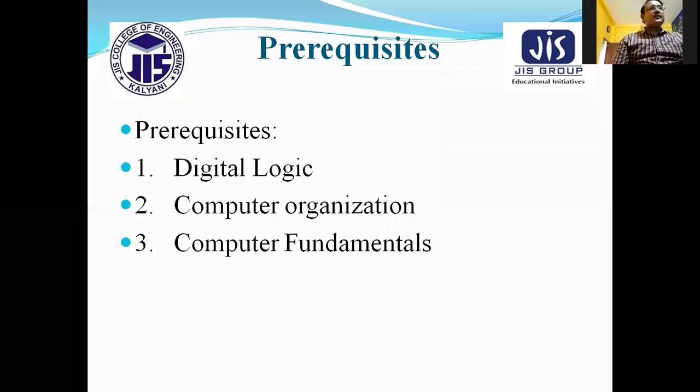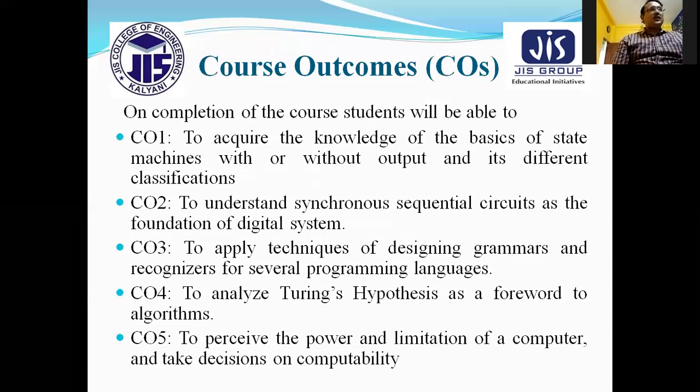As you know, the prerequisites of your subject are digital logic, computer organization, and computer fundamentals. This subject will be required to get knowledge about your automata. And these are the course outcomes, meaning after learning this course, what you are able to do. As I already mentioned, you can get basic knowledge about your machine outputs. You will know what the Turing machine is, how we can design the Turing machine, and get knowledge about the power and limitation of the computer.